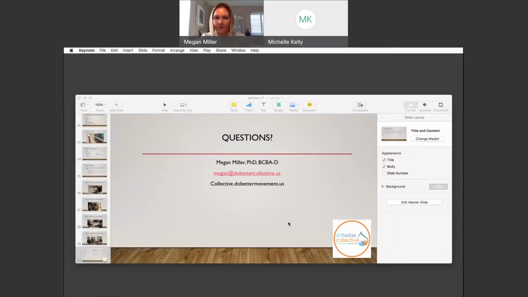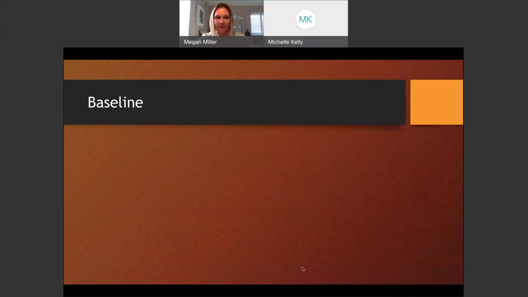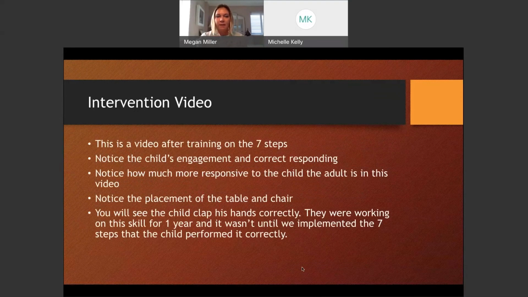All right, so I'm going to flip through these slides real quick now that we're back. I already showed you the intervention video, but I wanted to note one last thing that I forgot to mention on that, which was how he clapped his hands correctly. They were working on this skill for 1 year, and it wasn't until they implemented the 7 steps that the child performed it correctly. So think about all of the skills that he wasn't mastering and acquiring over time that he could have mastered if they had been attending more to his motivation and having that active engagement.